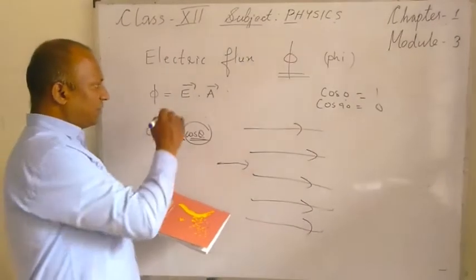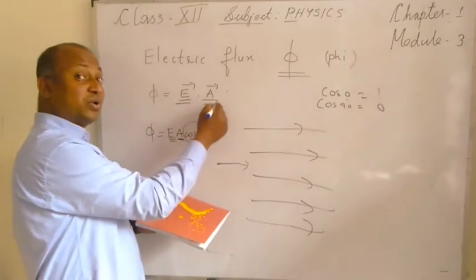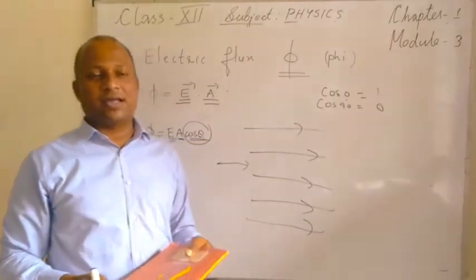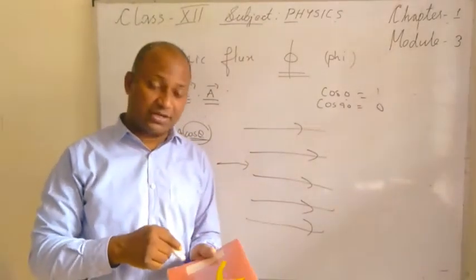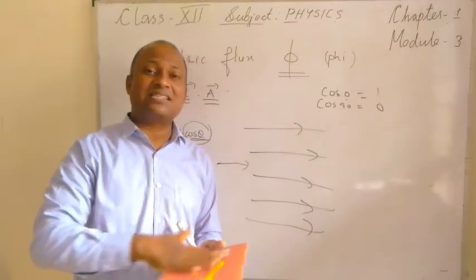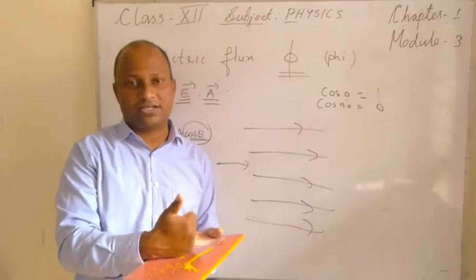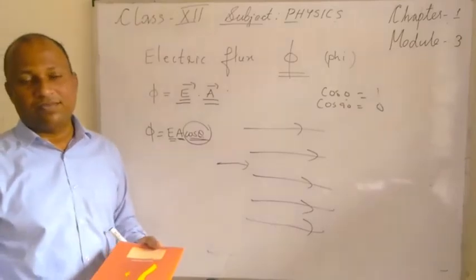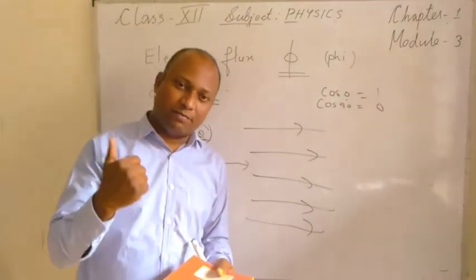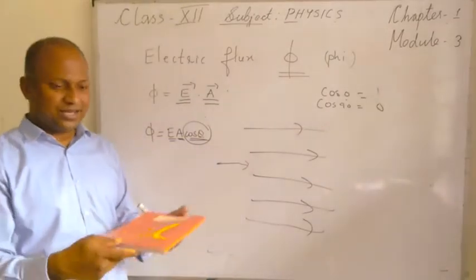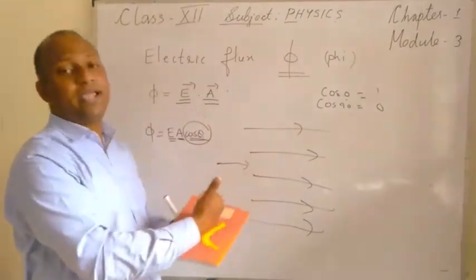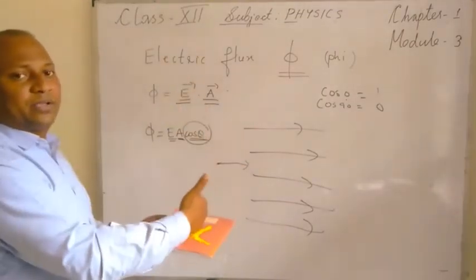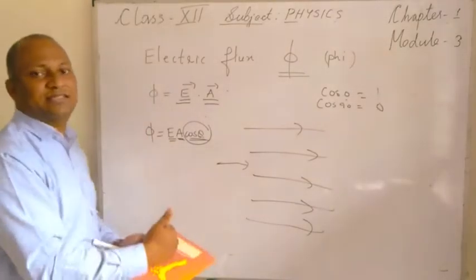Here electric field is a vector quantity, and area is also a vector quantity. Normally we think that area has no direction, but even in mathematics area is considered to be a vector quantity. The reason is that a plane has a particular direction. Even in the equation of a plane, one of the main things is the direction, and the direction is always perpendicular to the plane. So a plane has a direction, area has a direction.